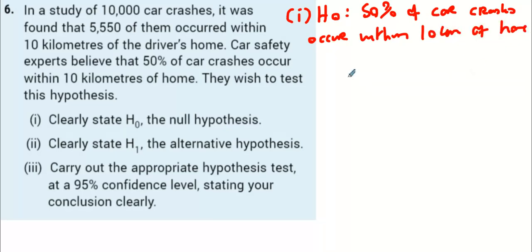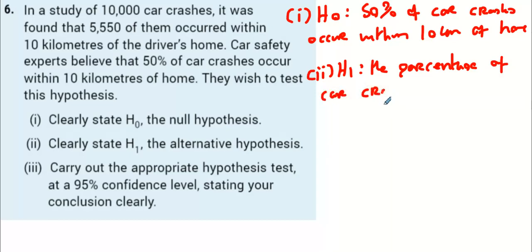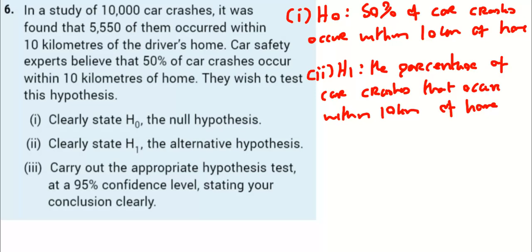Is that okay? Now, does anyone know what the alternative hypothesis is? You're claiming that it's not 50%. So you say the percentage of car crashes that occur within 10 kilometers of home. What's the last couple of words I say? Is not 50%.